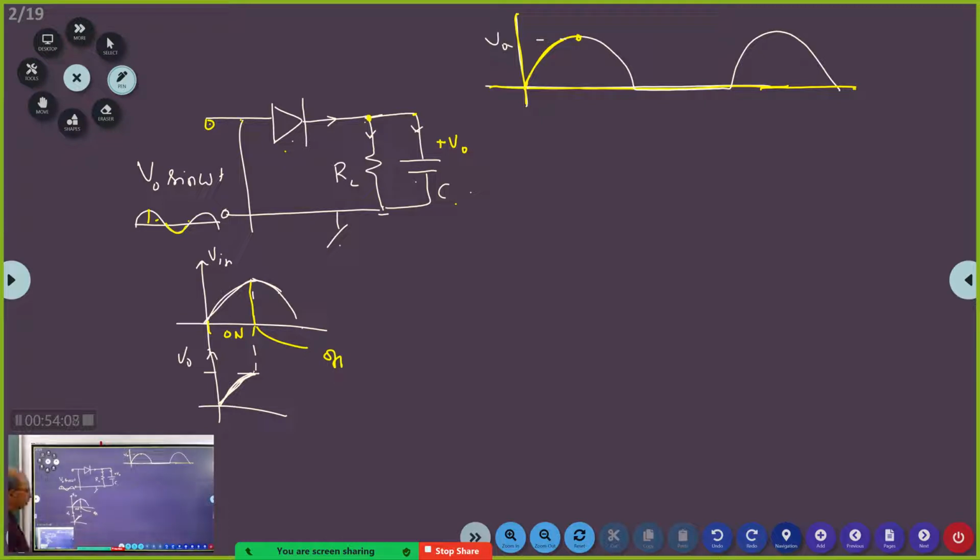But now whatever is the charge in the capacitor, it starts discharging through this resistor. So the capacitor voltage now starts reducing. Correct? VO is nothing but the voltage across the capacitor, and it is nothing but the voltage across the resistor RL. All three are the same.